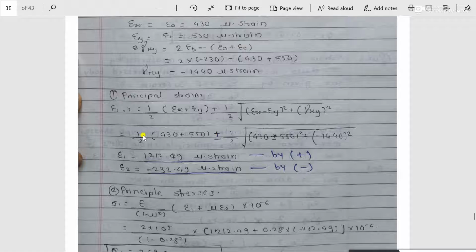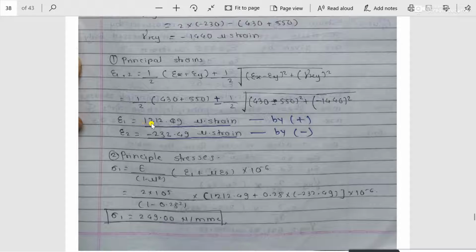Initially I take the addition of these terms to calculate epsilon 1, and using the same equation, if I take the subtraction, I can calculate epsilon 2. That means epsilon 1 is calculated by addition and epsilon 2 by subtraction. One value is obtained as positive, that is 1212.49 microstrain, because all the values are in microstrain, and the second value is negative, that is minus 232.49 microstrain. These two parameters are called the principal strains.